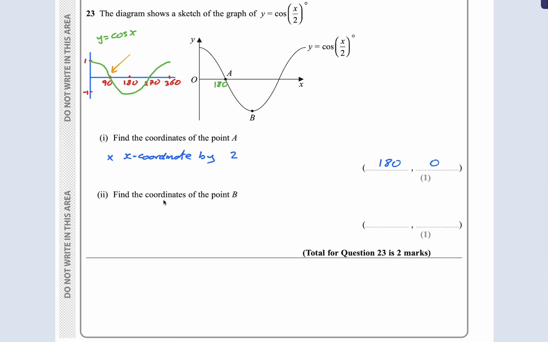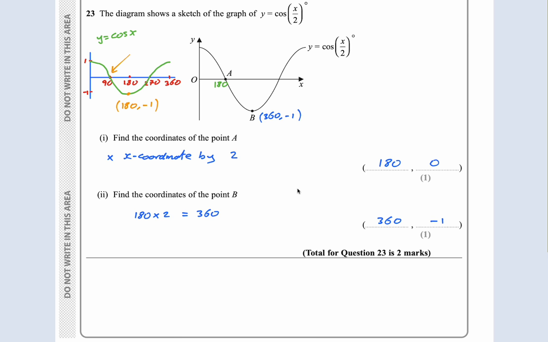Then it says find the coordinates for point B. Okay, so B, this coordinate here would have been right there. This would be 180 comma -1. So again, we're multiplying the x coordinate by 2, so we just get 180 times 2. 180 times 2 is equal to 360. So the x coordinate is 360, and the y coordinate stays the same, which is -1. So this would be 360 comma -1.